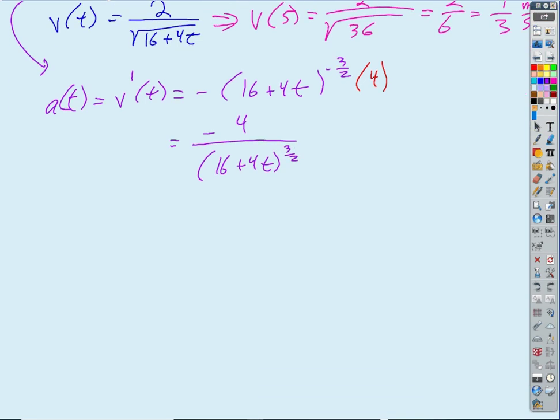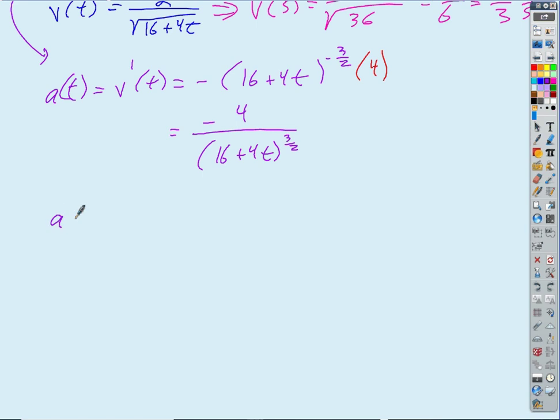And we want to evaluate that at 5, don't we? So A of 5 equals -4/36 to the 3/2. How do I deal with that? So I square root it and then cube it, right?